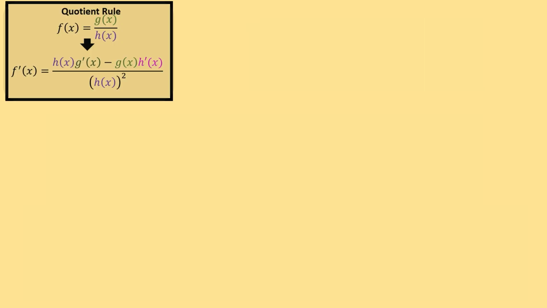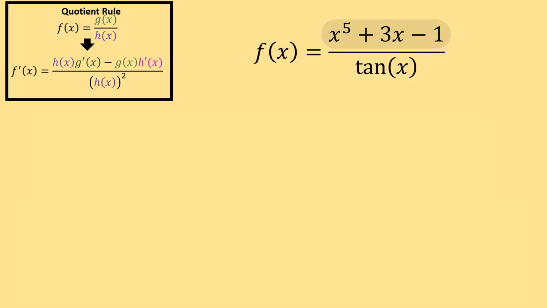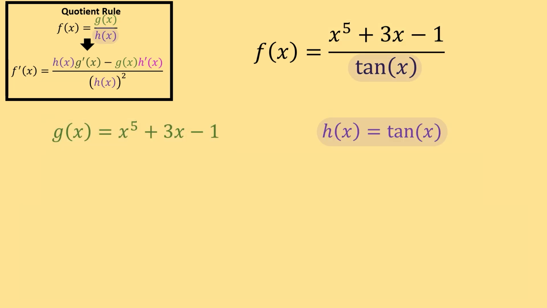And so let's work with an example. Let's say we have to take the derivative of the function x to the fifth power plus 3x minus 1, all of that divided by tangent of x. So we can identify our top and bottom function. Here we see our top function is going to be x to the fifth plus 3x minus 1, and our bottom function is going to be tangent of x.